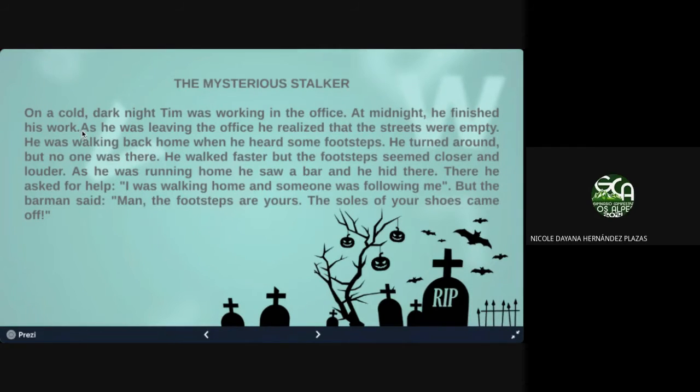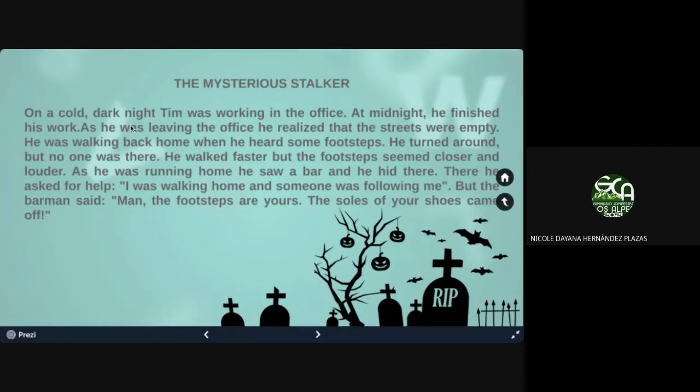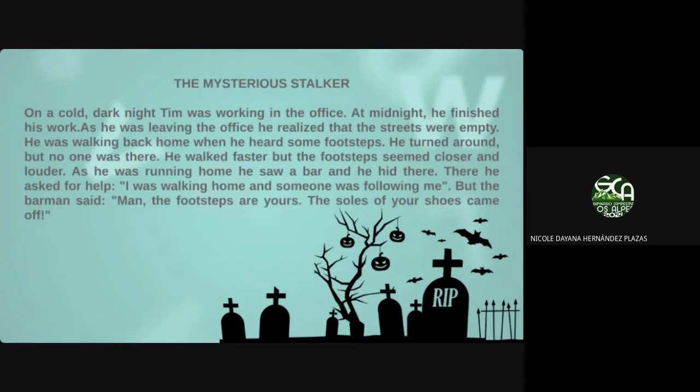Let's take a look at this one. It says, as he was leaving the office, he realized that the streets were empty. Take a look at the entire sentence. So what am I using there? Take a look at the entire sentence and tell me, am I using continuous or simple in all of these? Continuous. Okay, just continuous or also simple? The past continuous and past simple. That's it. You are using both, guys.